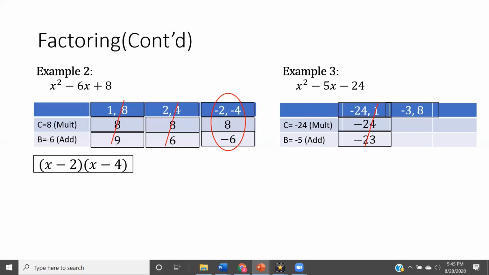So -3 times 8 gets me -24, and that adds to get me 5. And once again, that's super close to my final answer. The sign's just a little bit off. So maybe what I could do is put a negative on my 8 and a positive on my 3. And in fact, that's exactly what we need to do. That multiplies to get me -24, adds to get me -5, which was the goal.